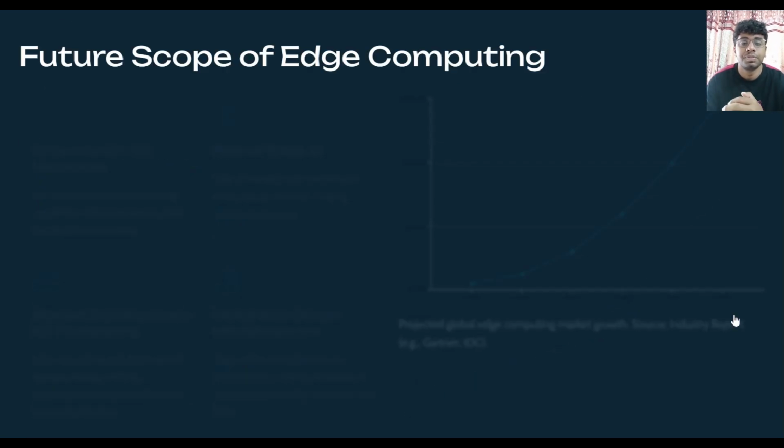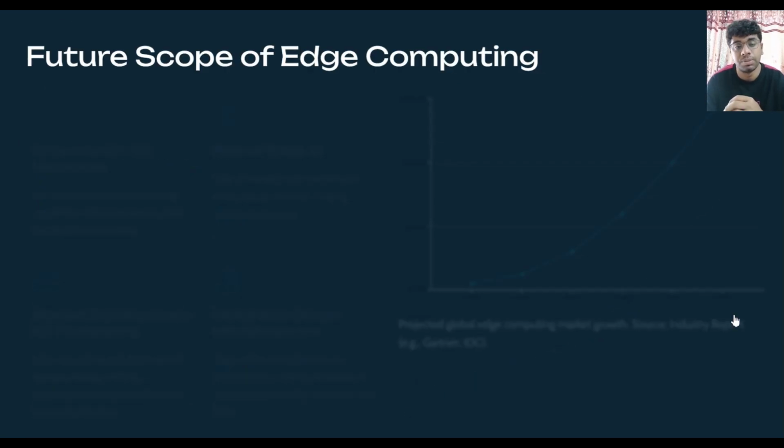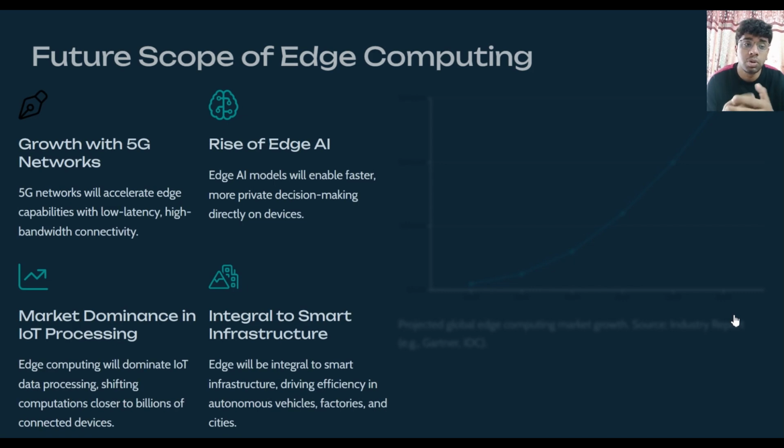So, what's the future scope of edge computing? It's only going to grow now, and fast. With 5G networks, data speeds and reliability will improve, making edge computing even more powerful. Then there's edge AI, where artificial intelligence is built right into edge devices. Imagine a drone that learns from its environment in real time without needing cloud support.